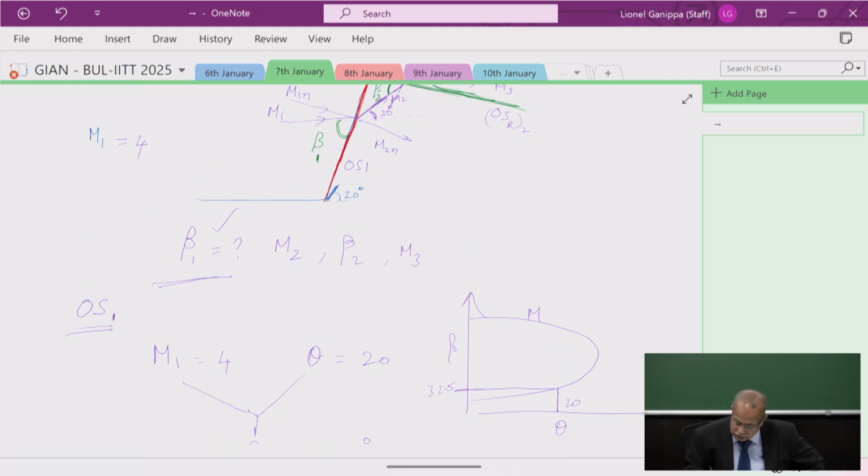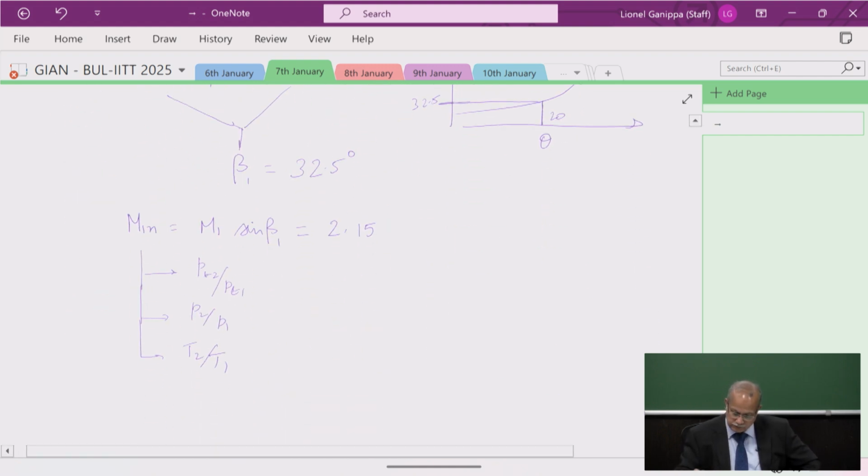But in the problem, we are asked to find out what's the value for M2. How will you find M2? The table will give M2N. Yeah, find the value for M2N from the table. What's the value you have? 0.554.